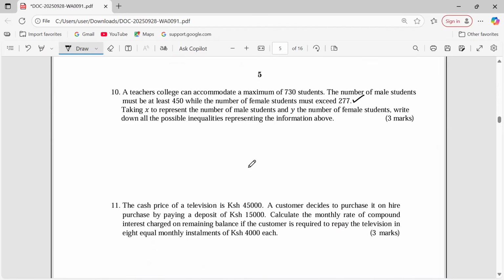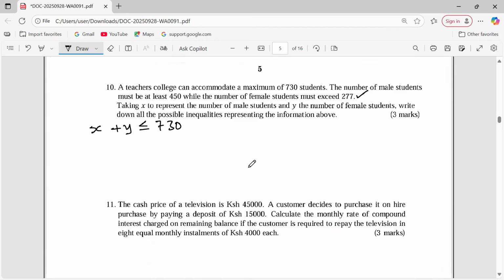From the first statement, a teacher's college can accommodate a maximum of 730. So when we take the male, we add the female, the maximum we can get is 730. Therefore, less than or equal to. This college cannot accommodate beyond that. So the number accommodated can either be 730 or below that. That is the first inequality.